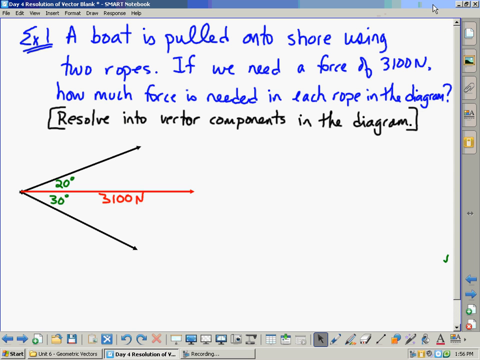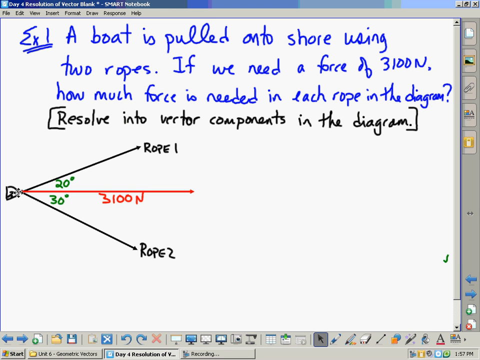Okay, so our first example is similar to ones that we've seen before about a boat being pulled onto the shore using two ropes. So we have two people pulling the boat. The boat is over here, and here's rope 1, and here's rope 2. Very similar to the questions we've seen before.